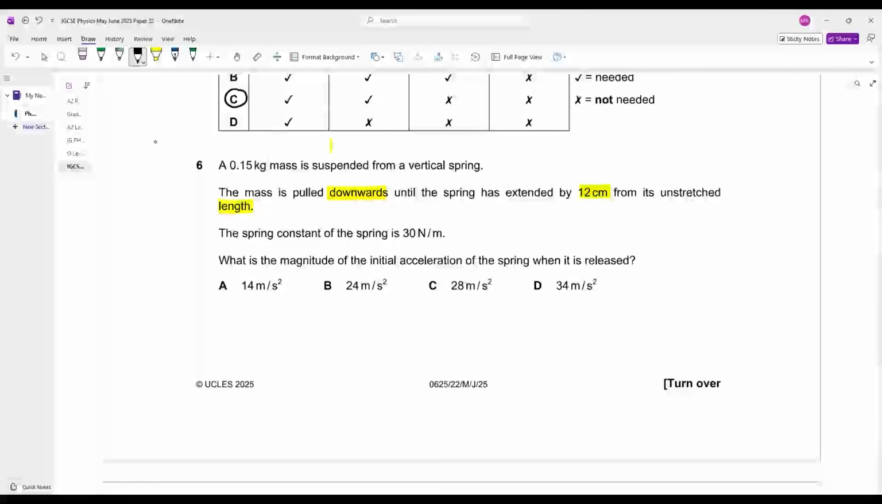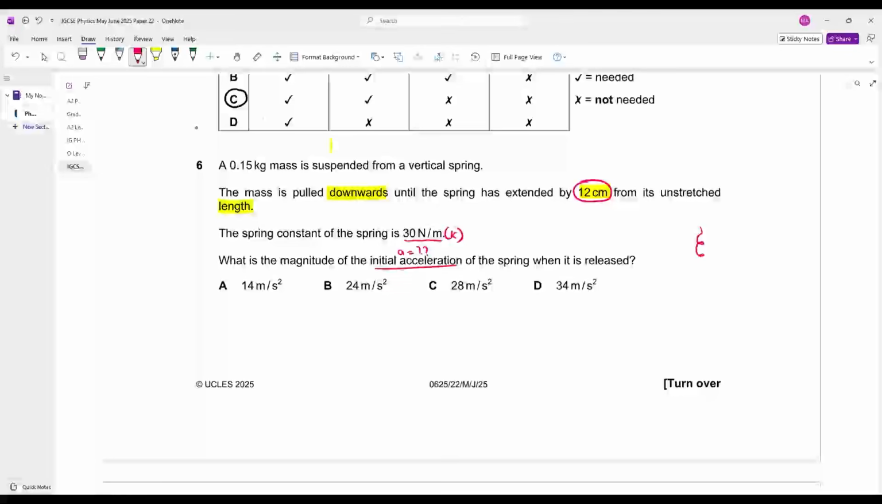Okay. So how much extension do you have? You have an extension of 12 centimeter. Okay. The spring constant is this value. Okay. This is the value of K. Perfect. What is the magnitude of initial acceleration? You have to calculate acceleration of the spring when it is released.